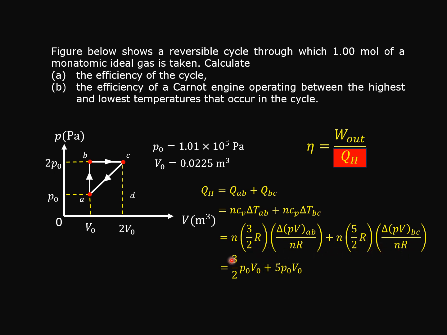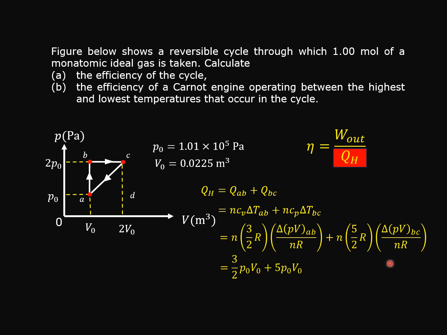So in the first term we have 3 over 2. And this change of the product PV, we look at this diagram and we will know. For B, the product is 2 P naught V naught, and for A, it is P naught V naught. So the change should be equal to P naught V naught. That means 2 P naught V naught minus P naught V naught, you get 1 P naught V naught.